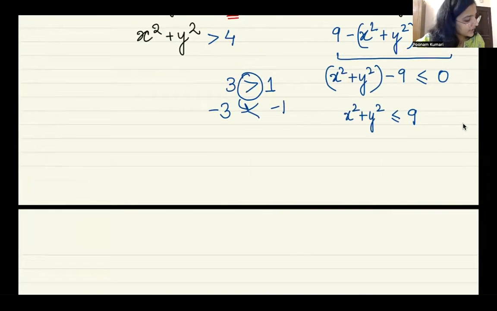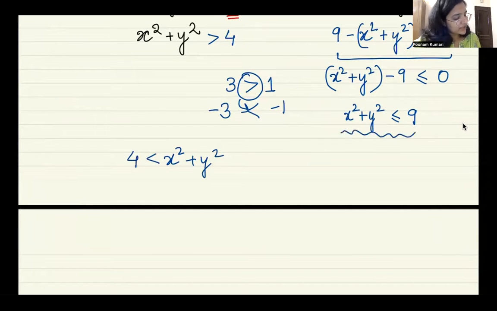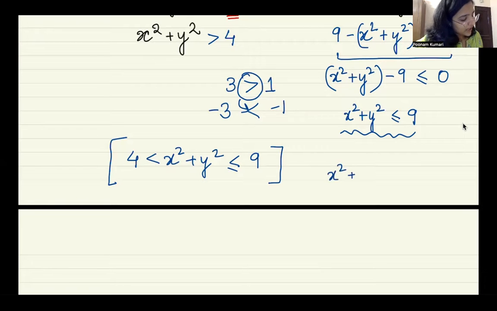So from here I can see that x square plus y square is greater than 4, right? And from here I can see that x square plus y square is less than or equal to 9. Okay. So this thing is my domain. You don't need to break it down too much. For our purposes, this is fine, right? So x and y should be such that x square plus y square belongs to the open bracket 4 and closed bracket 9, right? 9 is included, 4 is excluded.